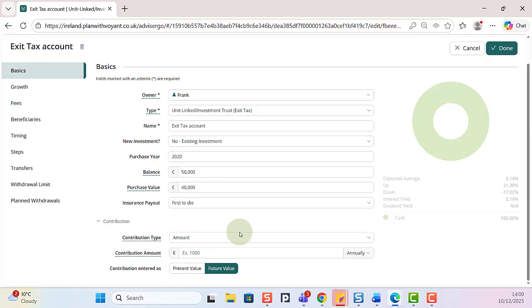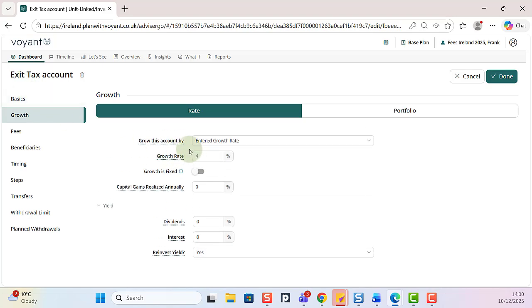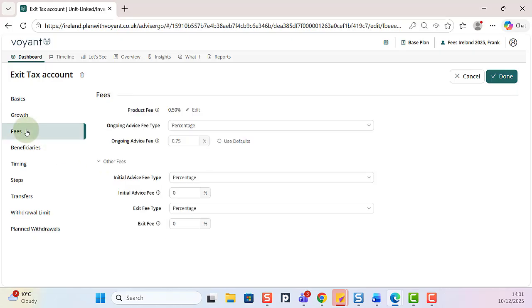I'm doing no contributions here. So we've got the growth rate up here. I've got the capital growth rate of 4%, and this is the default from the plan settings. Now let's move to the fees. You'll see the product fee of 0.5%, which has come through from the plan settings to say this is the old style fee and the percentage value is deducted from the overall growth rate.